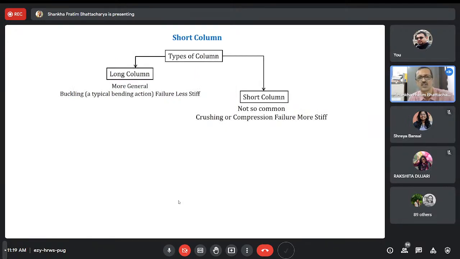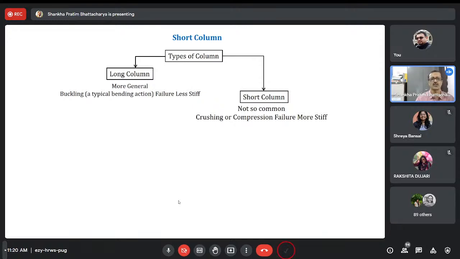I think it is the final one, the short column effect. A column is basically long or short based on the failure mode. And long columns are very general. Our structural engineers design by the IS code, and it has given an elaborate explanation on the long column. So whenever we do any column design, we follow the long column design. Short columns are not so common. It is stiff. It crashes due to compression. And there is no such design method available in our code as such.